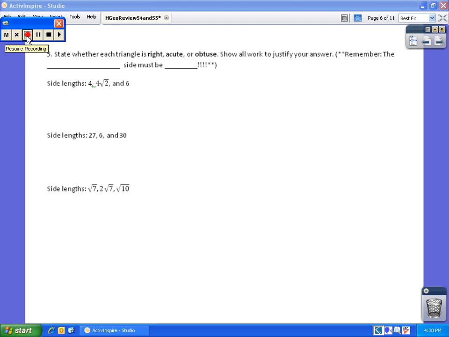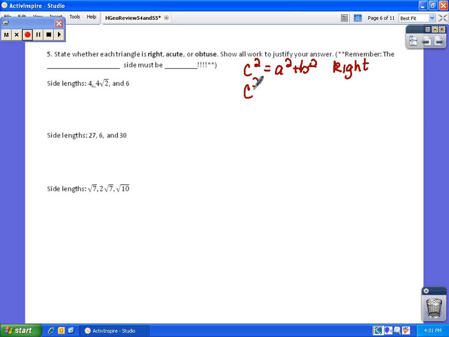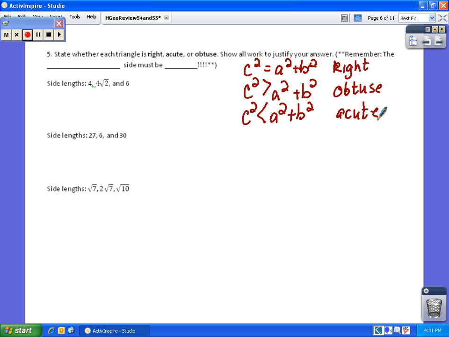Number 5, state whether each triangle is right, acute, or obtuse. The rule is, if c squared is equal to a squared plus b squared, the triangle is right. If c squared is greater than a squared plus b squared, the triangle is obtuse. And if c squared is less than a squared plus b squared, the triangle is acute. And I put a reminder here. Remember, the longest side must be c. My side lengths are 4, 4 root 2, and 6.